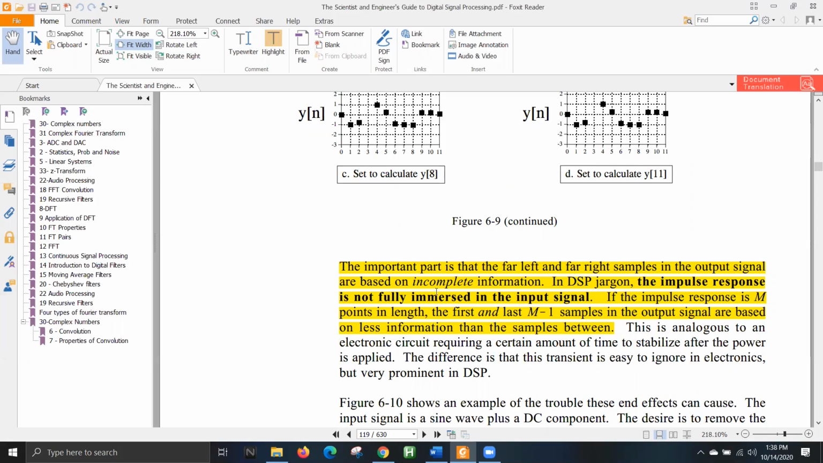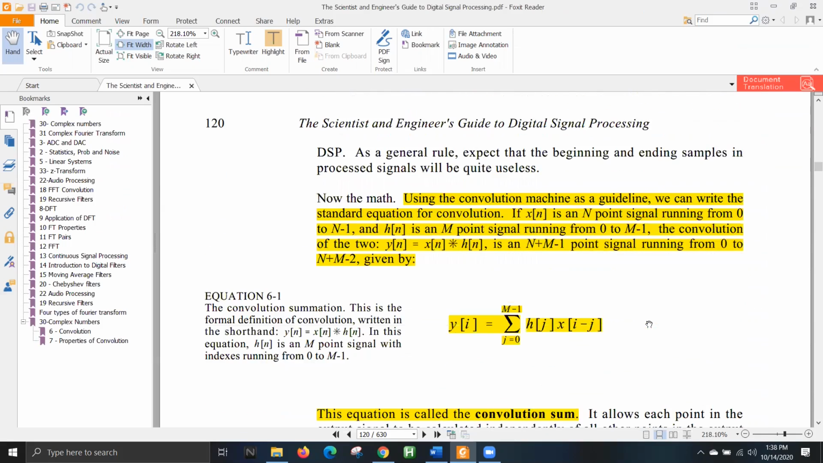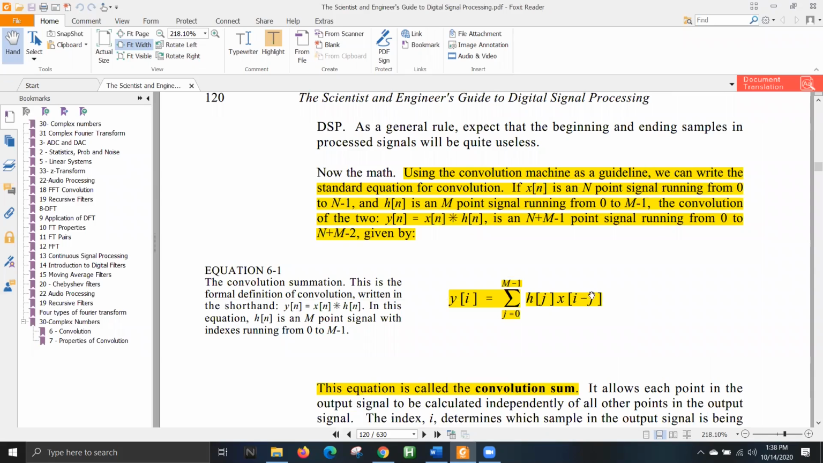The impulse response is not fully immersed in the input signal. Okay, and now we move on to the mathematics, basically the equation that we have been talking about, and how we will actually use this equation with pen and paper to solve convolution, because otherwise this equation is only useful for writing code.